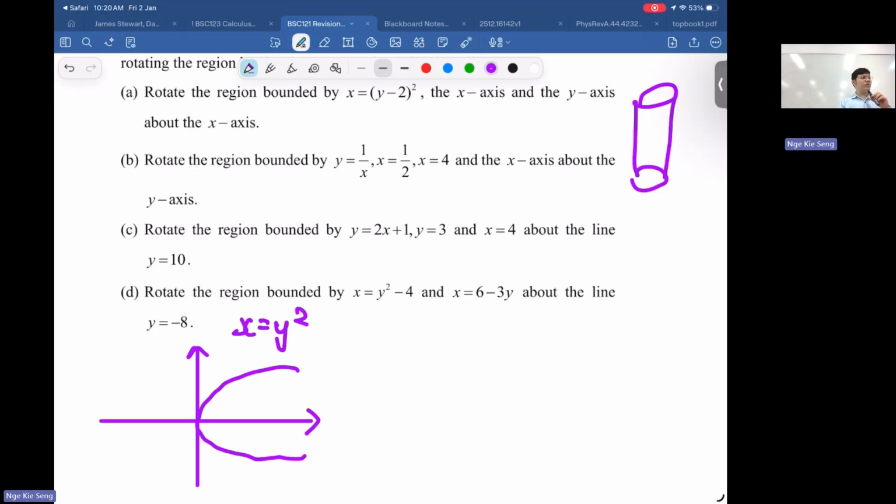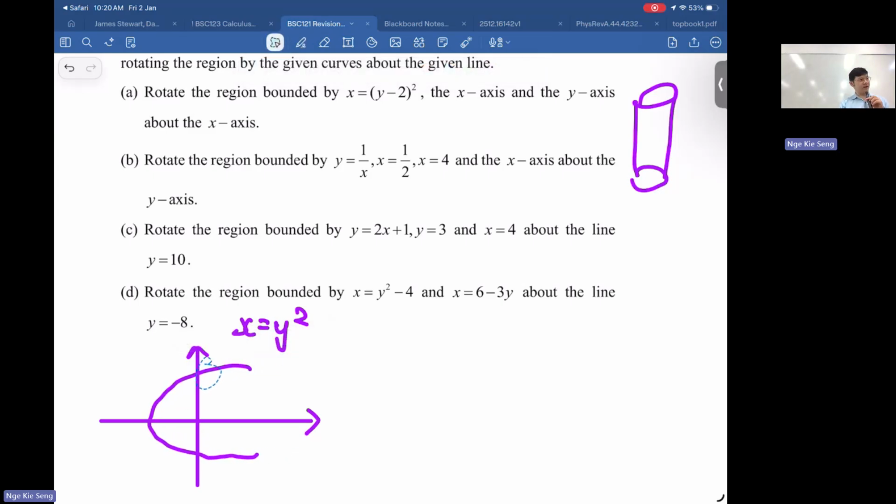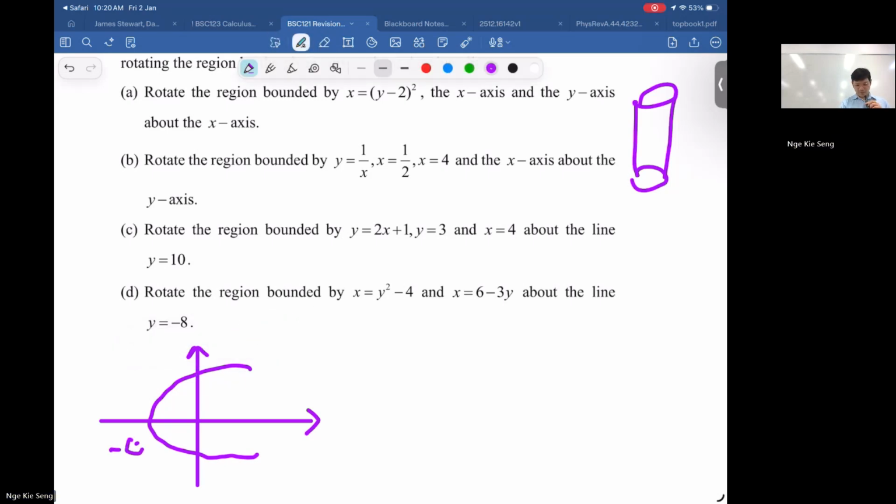So x equals y squared looks something like this, because y squared is always positive, so your x is always positive. But now you are taking minus 4, so you move the x down to minus 4. How about x equals 2 minus 3y? I think this one is relatively easier. If you move these around, you get y equals x over 3 plus 6, like that. So this is just a linear line.